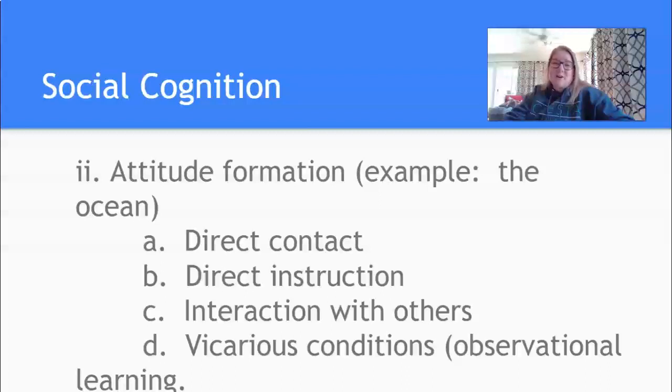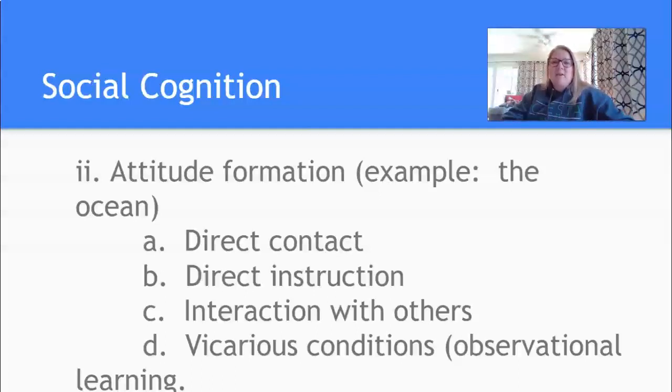It was super scary. The next morning, the front page of the Orange County Register said, riptides take over Southern California coastline. And we definitely experienced that. So through direct contact, I formed an attitude about the ocean. Do not turn your back on the ocean. It cannot be trusted.